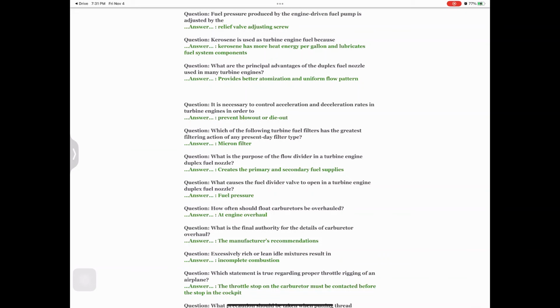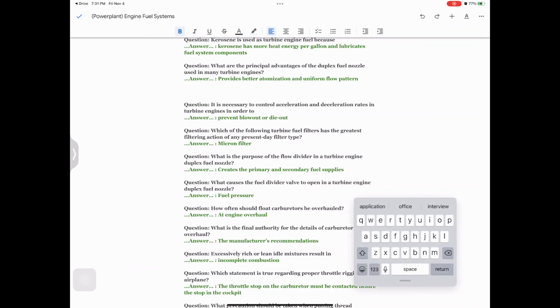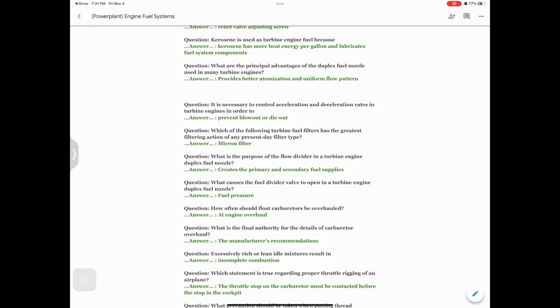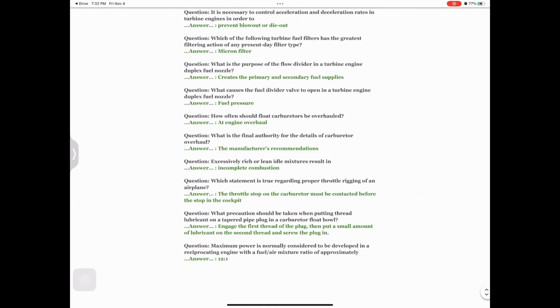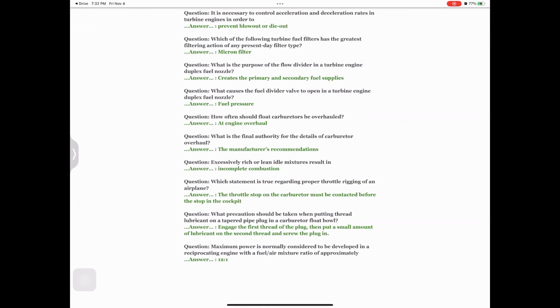Incomplete combustion. Question: which statement is true regarding proper throttle rigging of an airplane? Answer: the throttle stop on the carburetor must be contacted before the stop in the cockpit. Question: what precaution should be taken when putting thread lubricant on a tapered pipe plug in a carburetor float bowl? Answer: engage the first thread of the plug. Then put a small amount of lubricant on the second thread and screw the plug in. Question: maximum power is normally considered to be developed in a reciprocating engine with a fuel-air mixture ratio of approximately. Answer: 12:1.